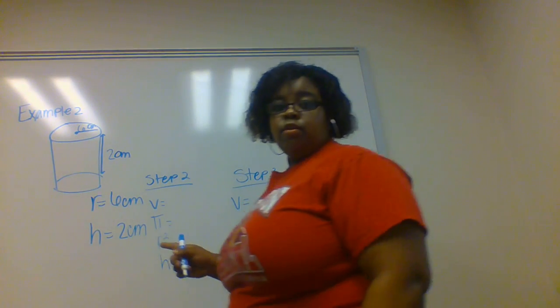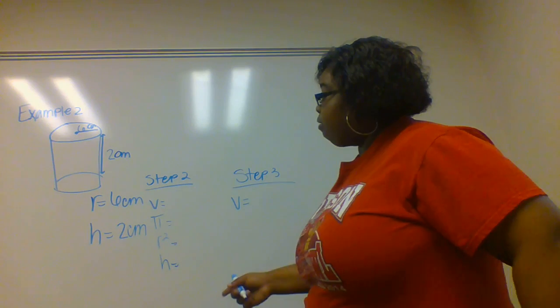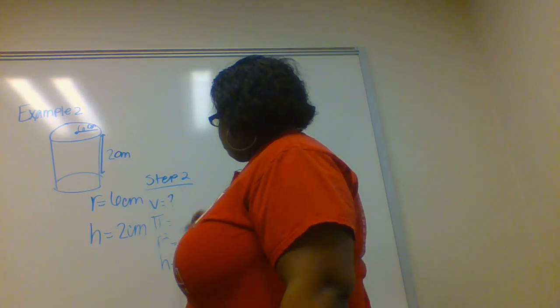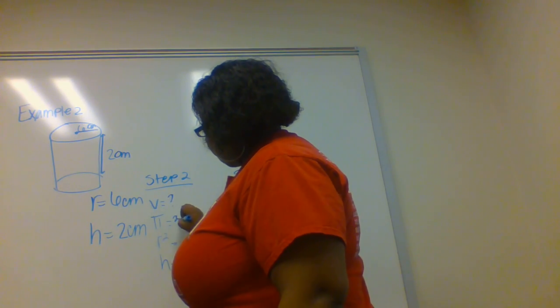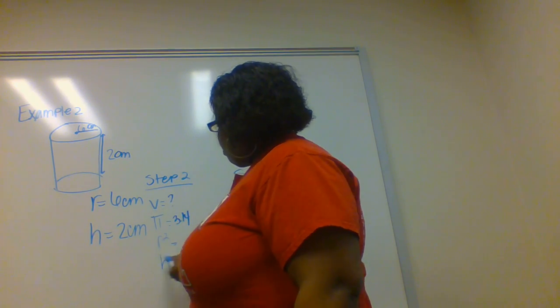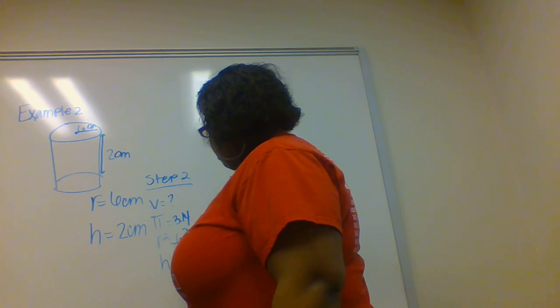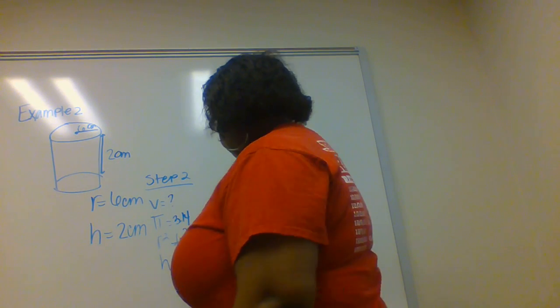So now we're going to go ahead and go over to step 2, and we're going to fill in the parts of our formula. So V is something that we do not know. Pi is always going to be equal to 3.14. And the radius, in this case, is equal to 6 squared. And the height is equal to 2.